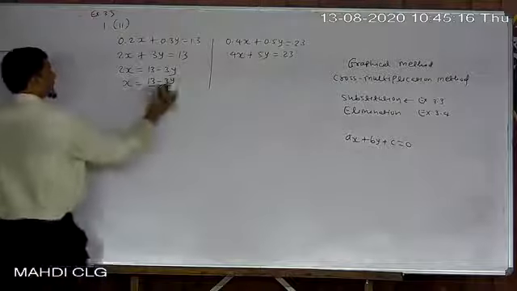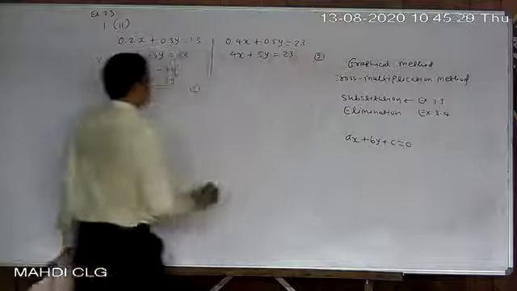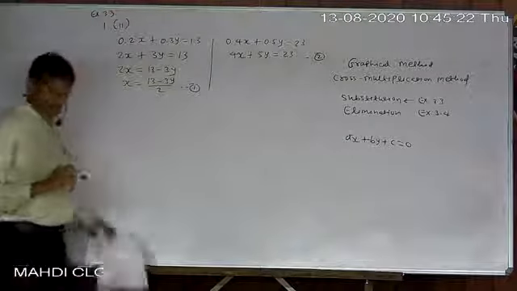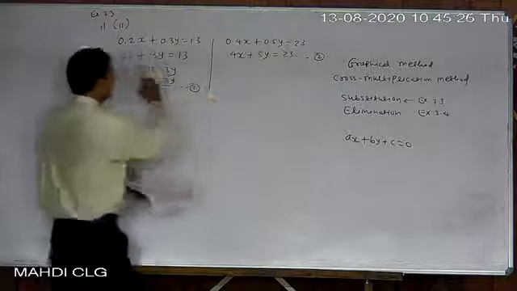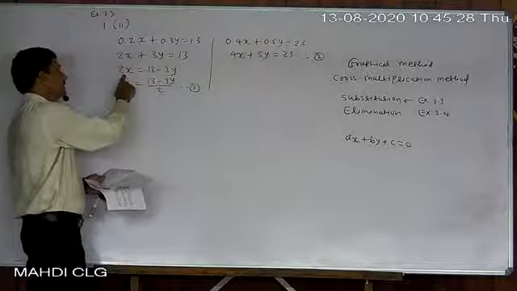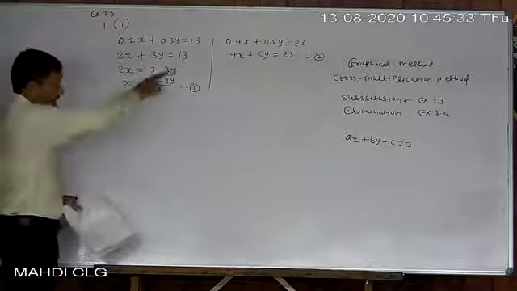Okay. This is our equation number 2. And this is equation number 2. Sorry, 1 and 2. Okay. Again, coefficient 2, 3, 4, 5. Minimum is 2. So just make subject x from first equation only and place there.